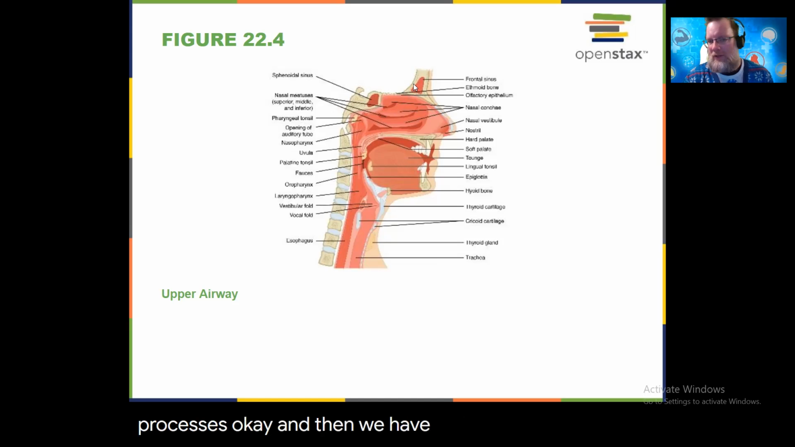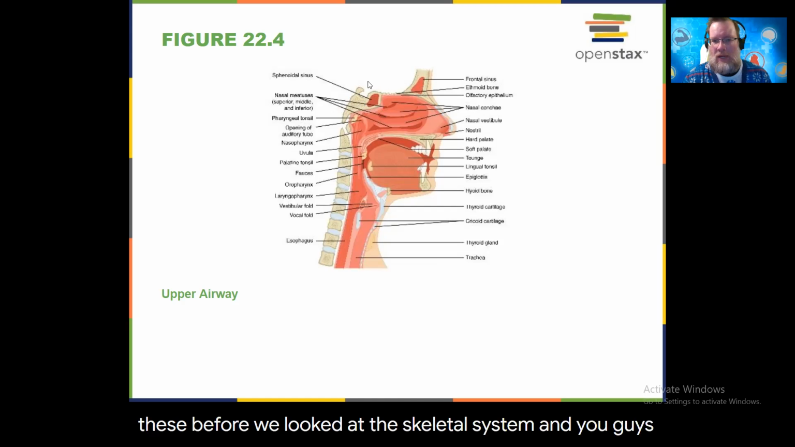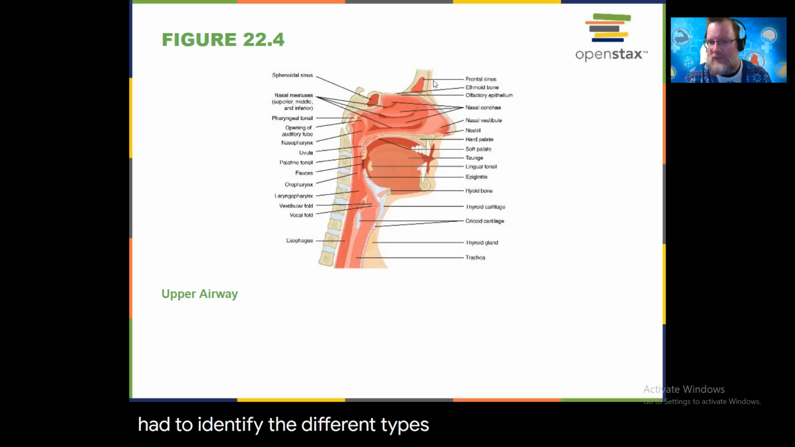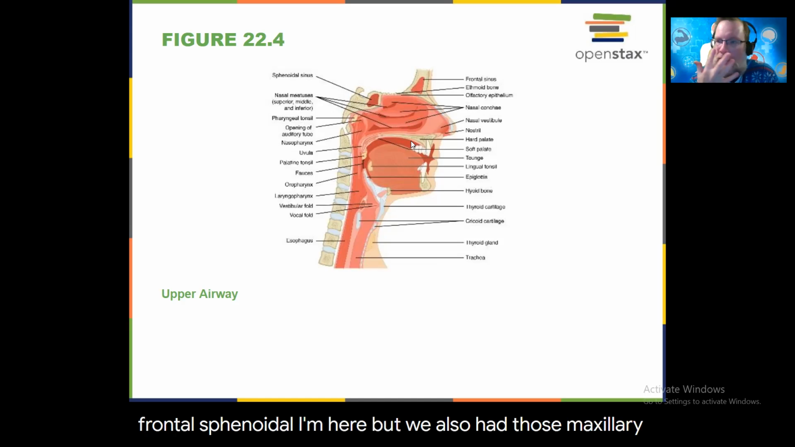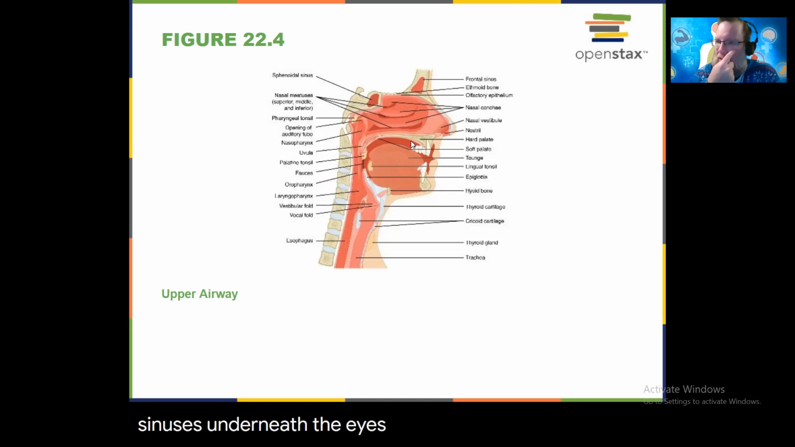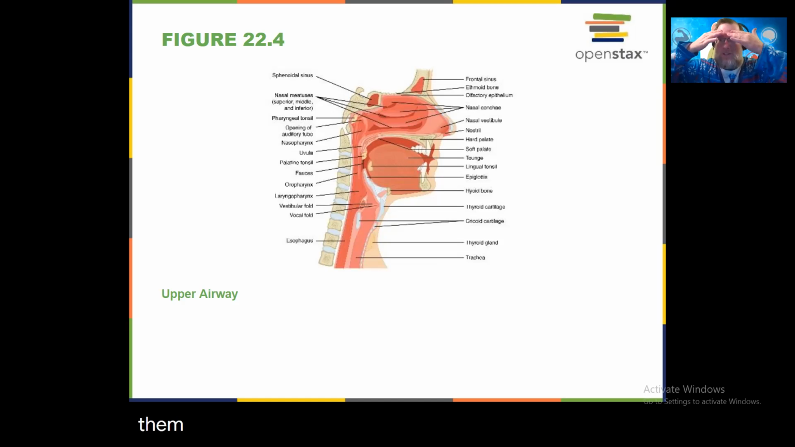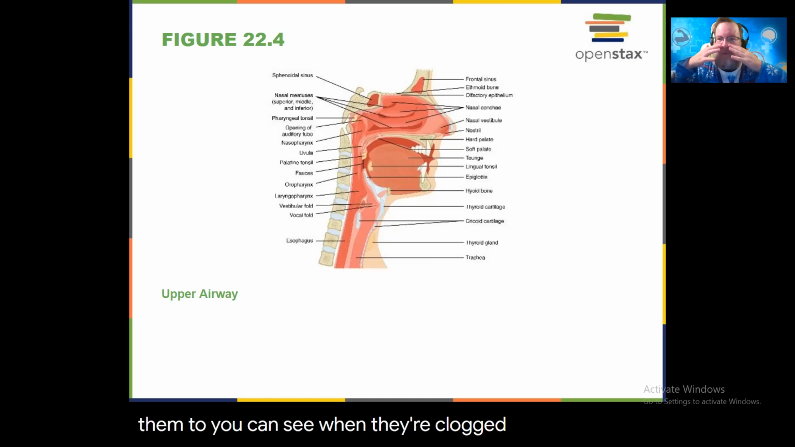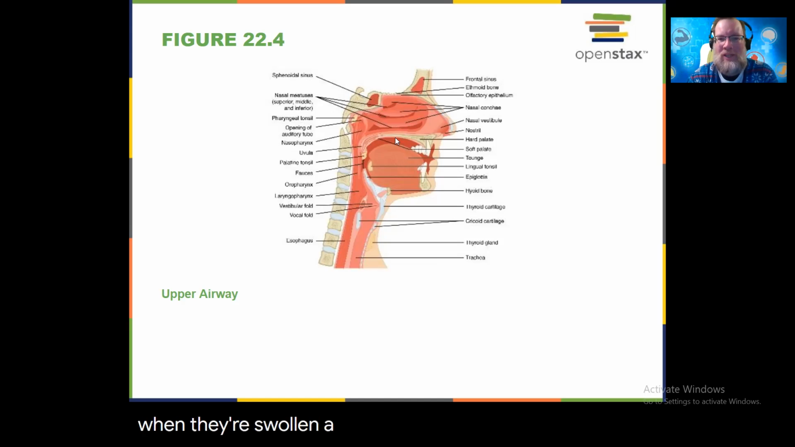Okay, and then we have the sinuses. We've seen these before. We looked at the skeletal system, and you had to identify the different types of sinuses. We saw the frontal, sphenoidal, and ethmoidal sinuses, and then they don't show them here, but we also had those maxillary sinuses underneath the eyes, the maxilla. Okay, maxillary sinuses. So you've got some big sinuses up here. You can feel them too, when they're clogged up, or when they're swollen a little bit.